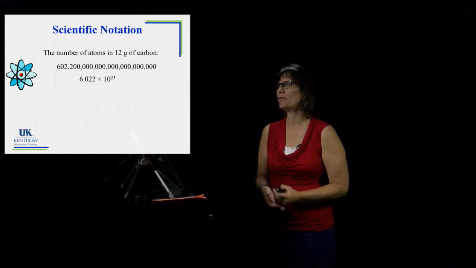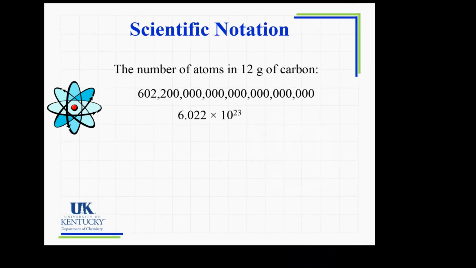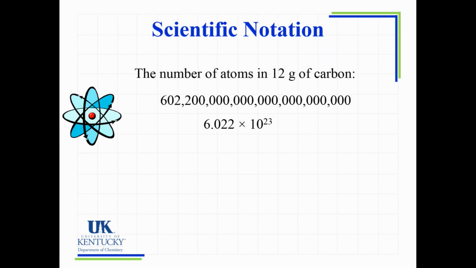When you're dealing with, for example, 12 grams of carbon, you see that number on the screen? A huge number of atoms within just 12 grams of carbon. And 12 grams of carbon you can easily hold in your hand. It's no big deal to have a little pile in your hand. So this is a very large number, and it would be very cumbersome to have to write this number all the way out every time we wanted to write it. So this is scientific notation right here.